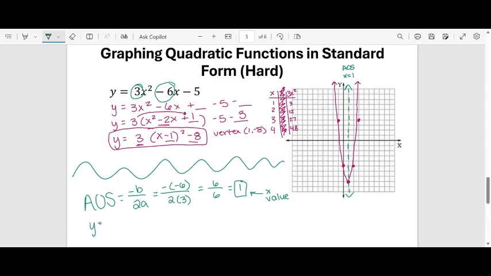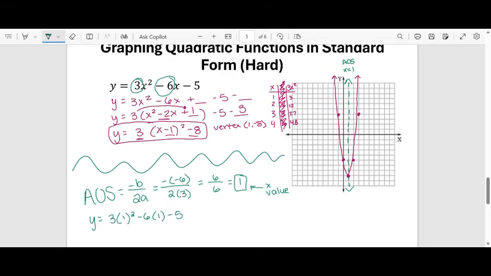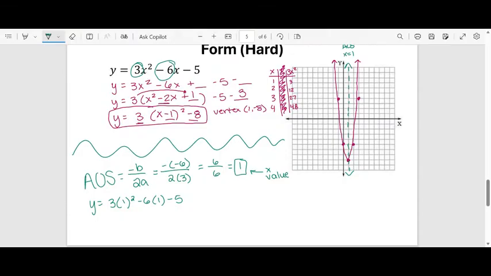Now I can plug that 1 into my original equation in order to figure out the y value. So again, I'm plugging in the 1 as my x value. 1 squared is, of course, 1. 1 times 3 is just 3. Negative 6 times 1 is negative 6. And then bring down my negative 5. Negative 6 and positive 3 will give me negative 3. Negative 3 minus 5 is negative 8. So the y value of my vertex is negative 8. My vertex is going to be 1, negative 8.